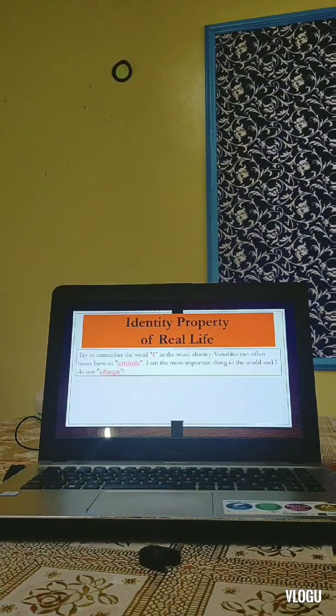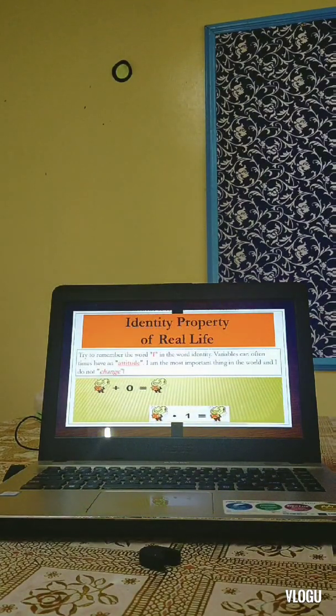Identity property in real life. For example, try to remember the word I in the word identity. Variables can oftentimes have an attitude. Yes, we will have our own attitudes. I am the most important thing in the world, and I do not change. Even if we add 0, it will not change, and if we multiply us times 1, it's equal to us. Or the same thing, it does not change.